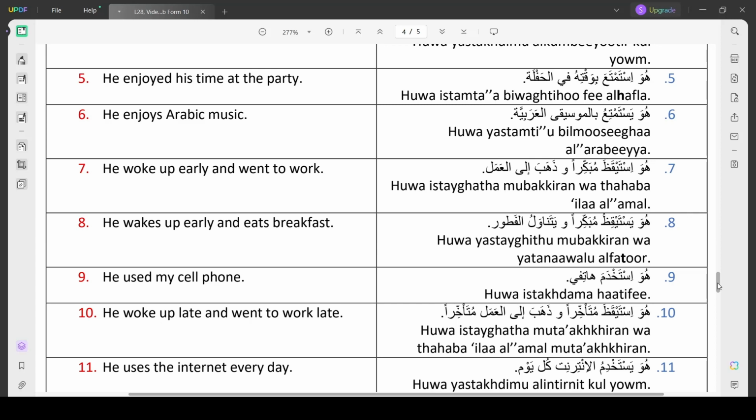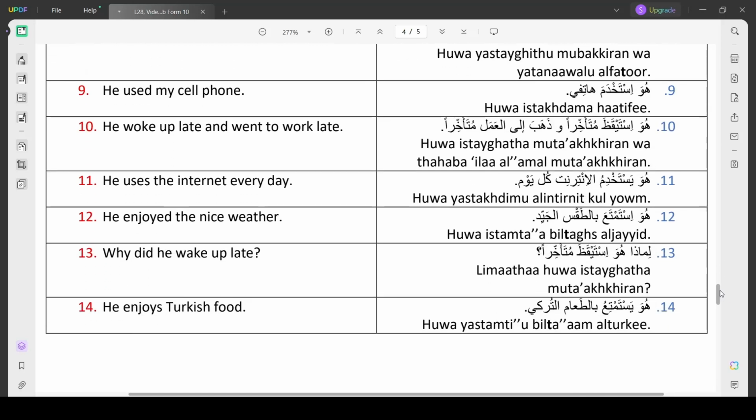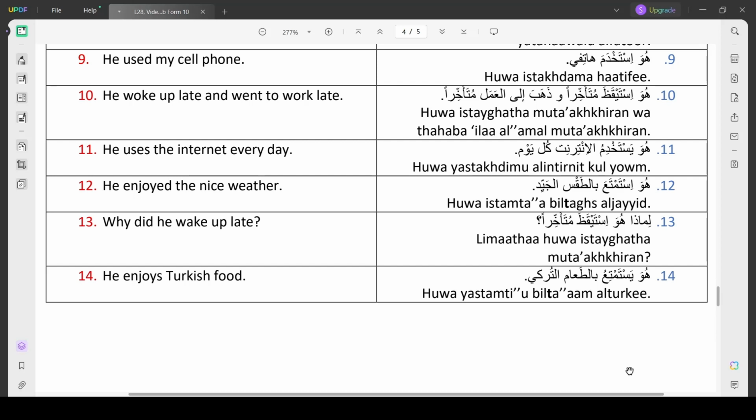Number 7. He woke up early and went to work. هو استيقظ مبكرا وذهب إلى العمل. Number 8. He wakes up early and eats breakfast. هو يستيقظ مبكرا ويتناول الفطور. Number 9. He used my cell phone. هو استخدم هاتفي.